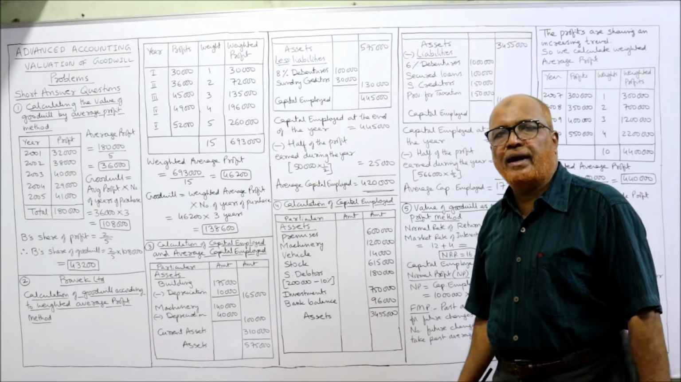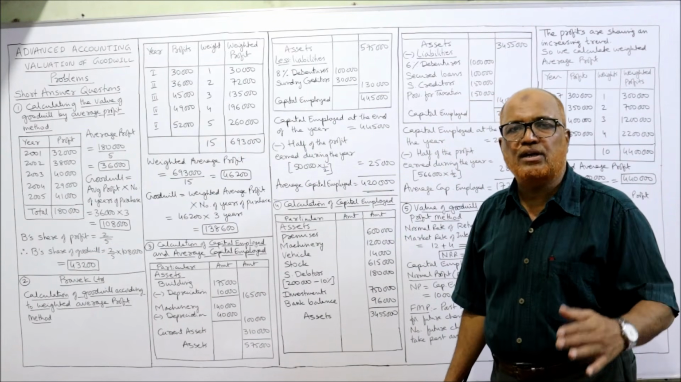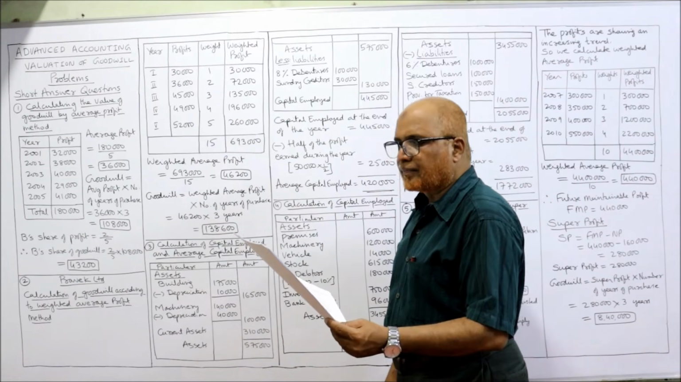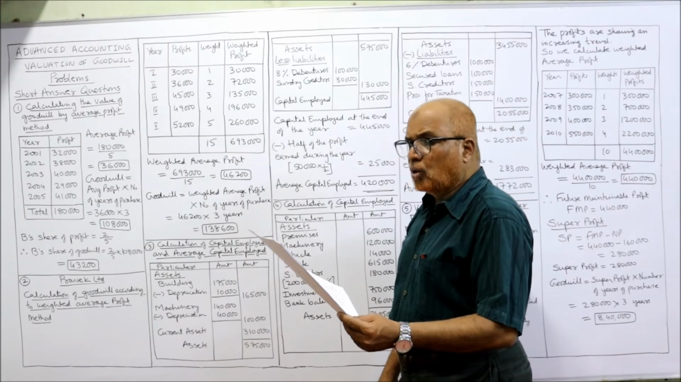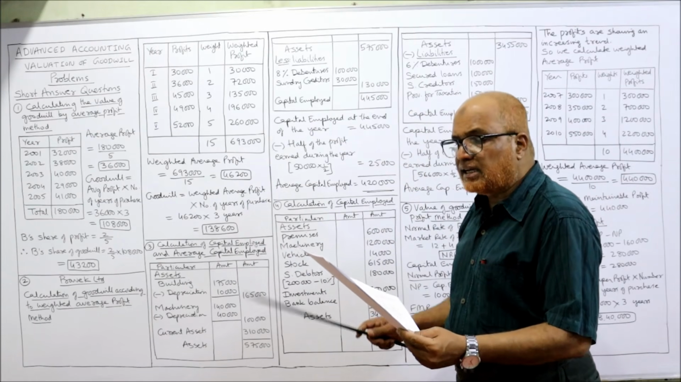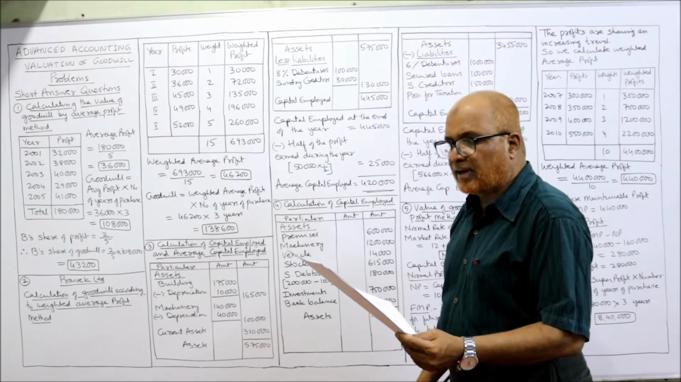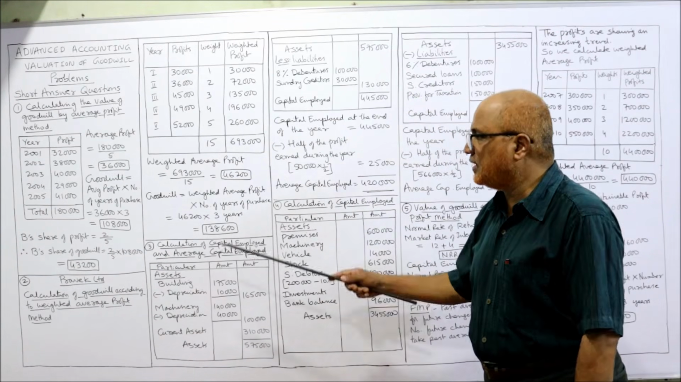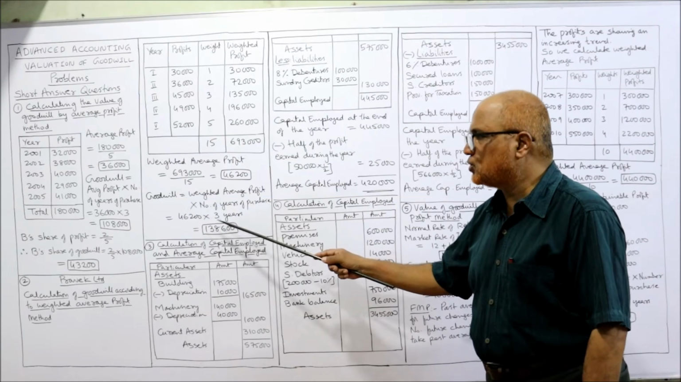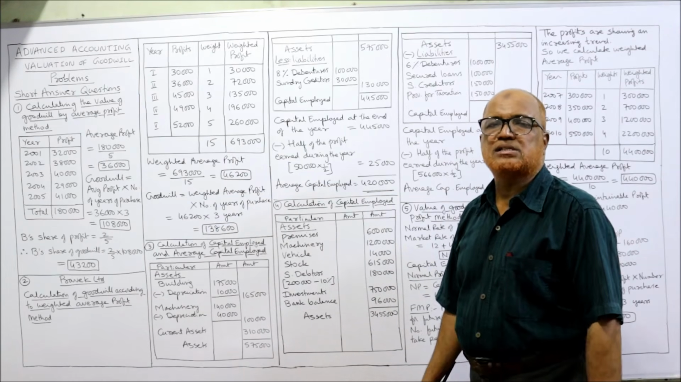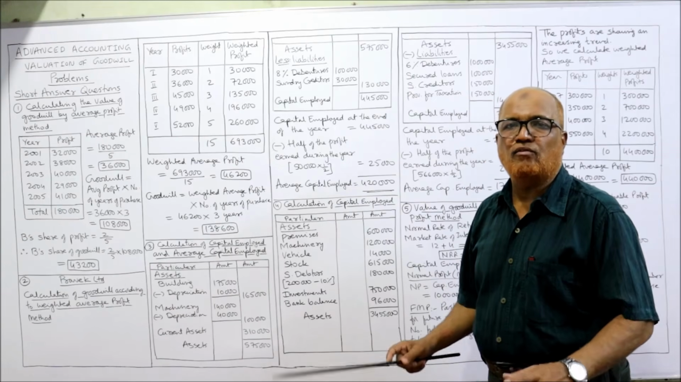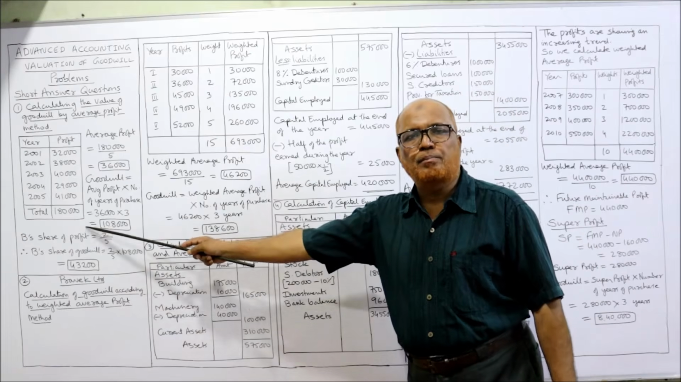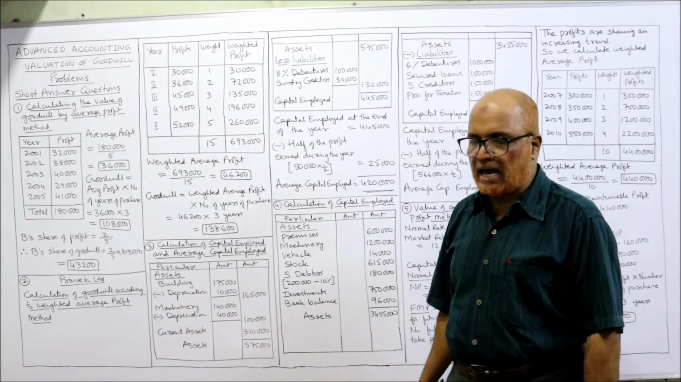Now goodwill is equal to weighted average profit into number of years of purchase. In the problem, the number of years of purchase is given as 3. Here it is given: goodwill for this purpose is agreed to be valued at 3 years purchase of the weighted average profit. The number of years is 3. So 46,200 into 3, 1,38,600. This is the value of goodwill of the firm. The two problems I have completed: first problem simple average, second problem weighted average.